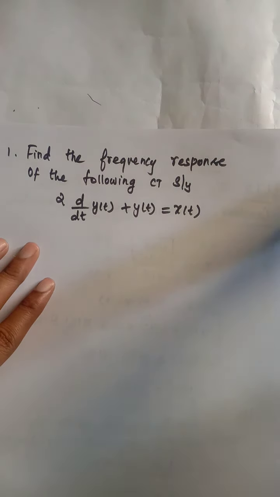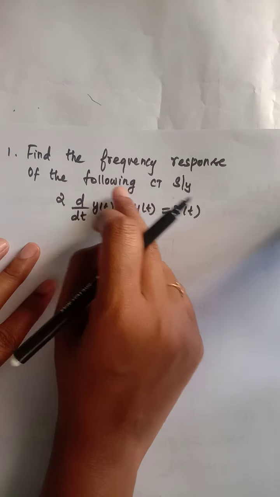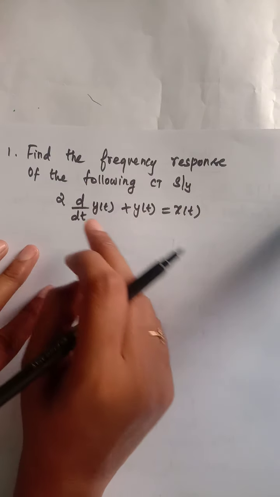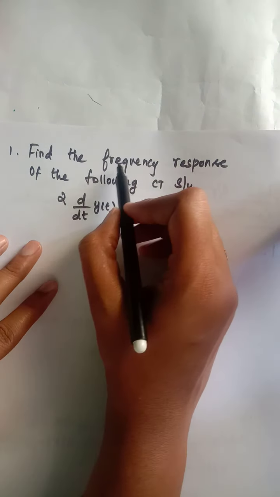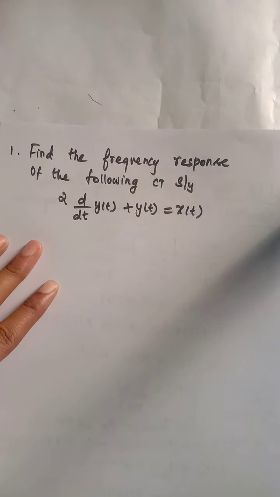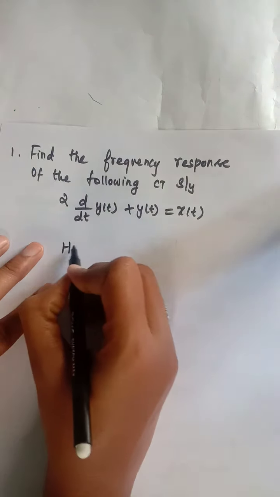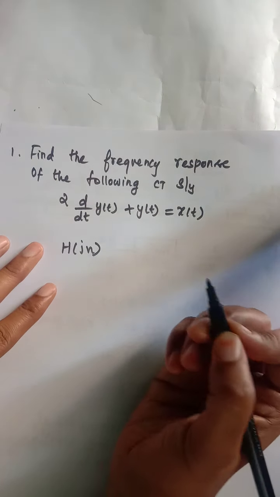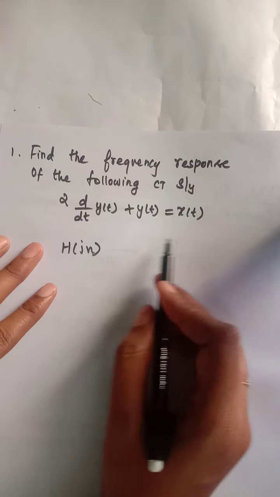Now consider the problem: find the frequency response of the following continuous time system. Here we need to obtain the frequency response of the system. The frequency response is nothing but H of j omega. So how will you obtain H of j omega from this equation?